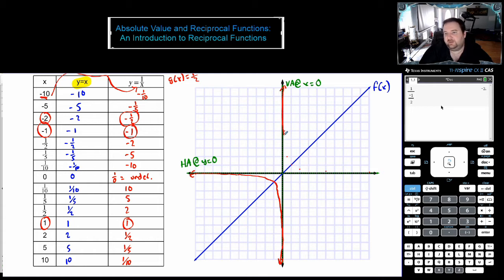Let's try to draw this. It's really hard to do this on a tablet. So let's try it again. Going through our points.